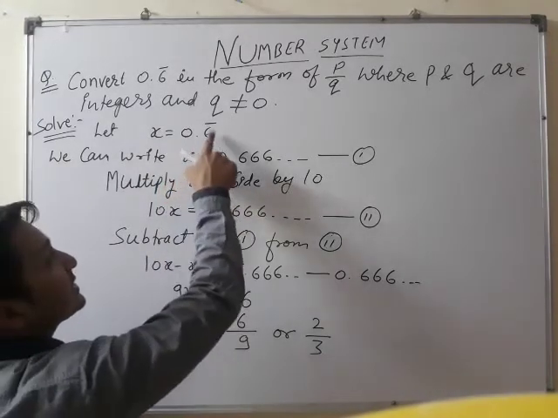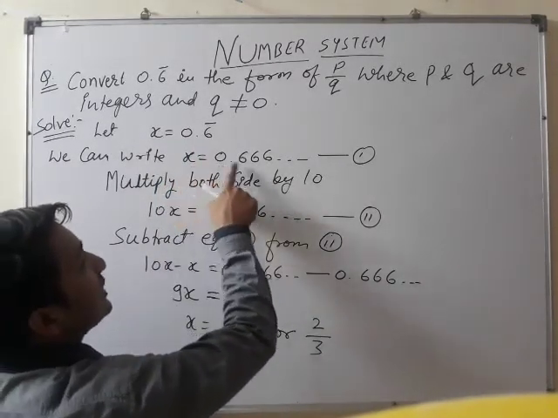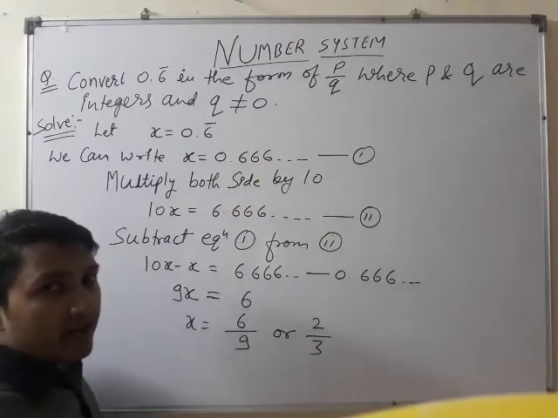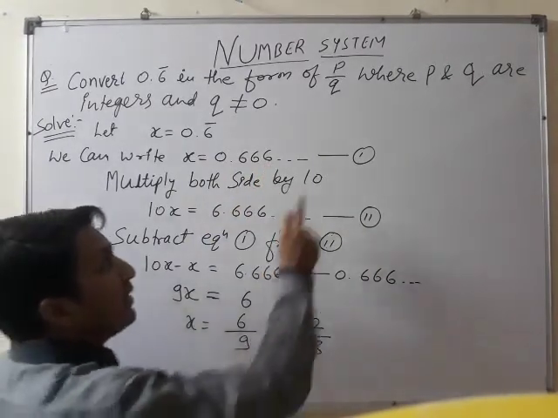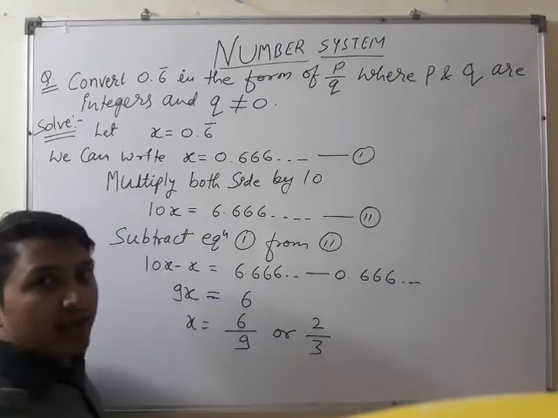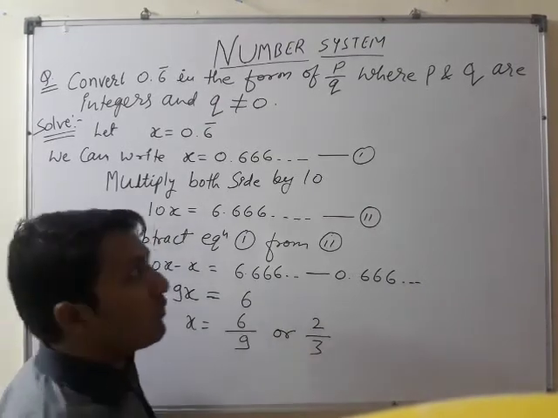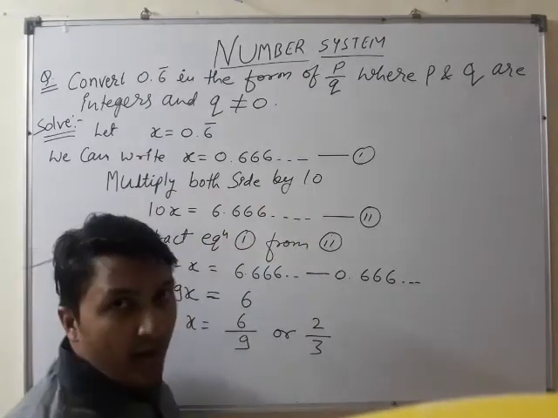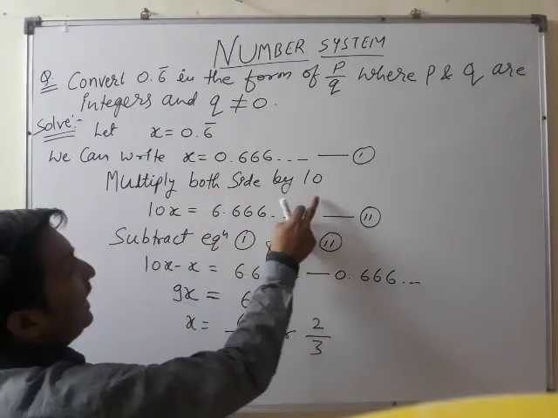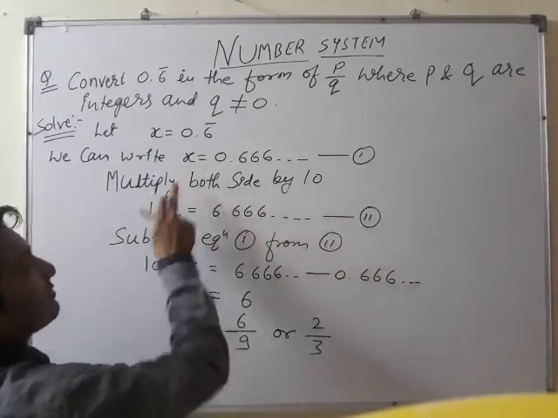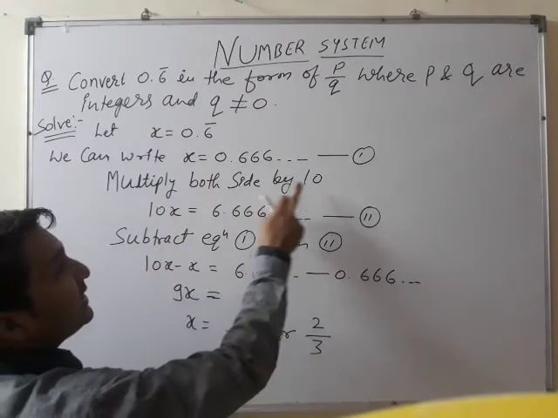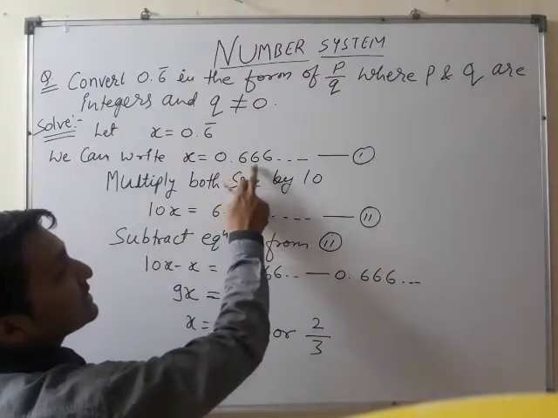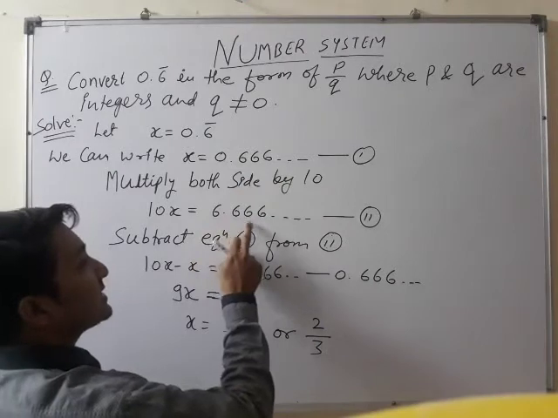So x is equal to 0.666... We will assume that this is our equation number 1. Now multiply both sides by 10. So 10 into x will be 10x, and 10 multiplied by 0.666 will be 6.666.